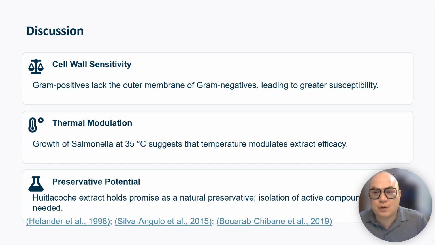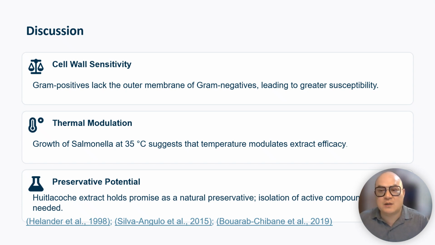Now that you have seen our results, let's talk about what they actually mean. Because Listeria is gram-positive, it doesn't have the extra outer membrane that Salmonella has. That makes it more exposed, so the Huitlacoche extract can reach and damage its cell structures more easily, which helps explain why Listeria was inhibited at the lower concentrations.